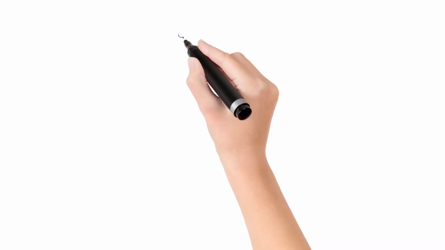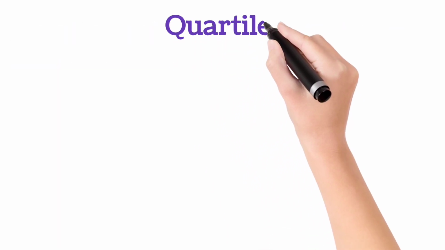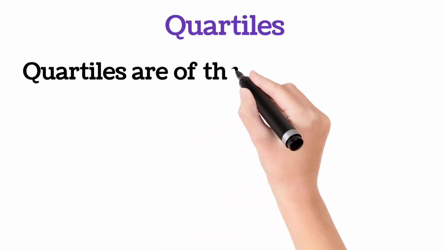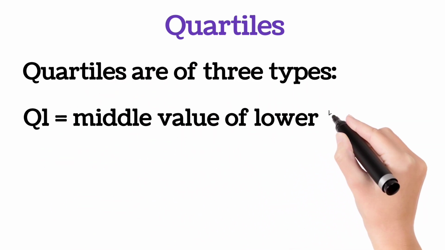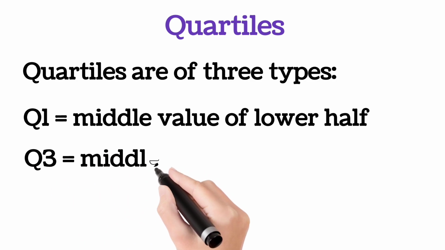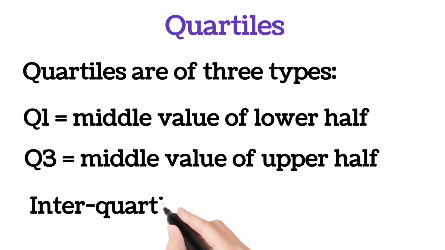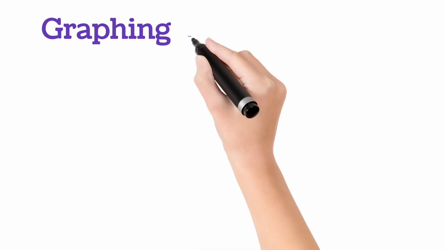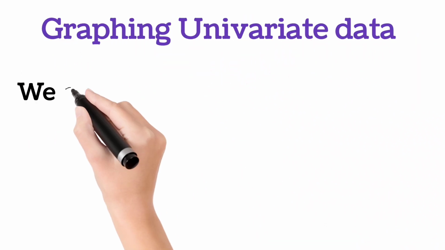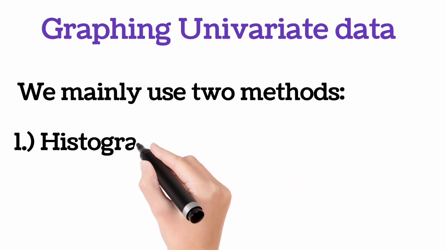The next concept is related to quartiles, that is 1/4 part of any data series. Quartiles are of 3 types: Q1, that is the middle value of the lower half of the data, Q3, the middle value of the upper half, and the interquartile range, which is simply Q3 minus Q1. We can use 2 methods for graphing univariate data, that is histogram and the bar chart.